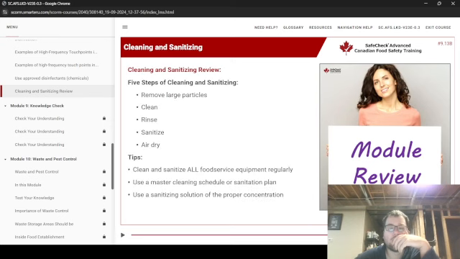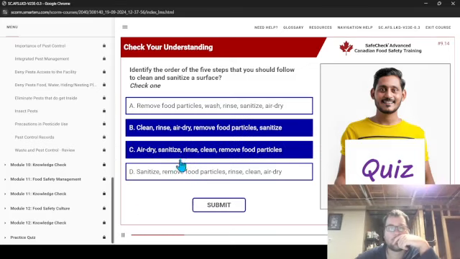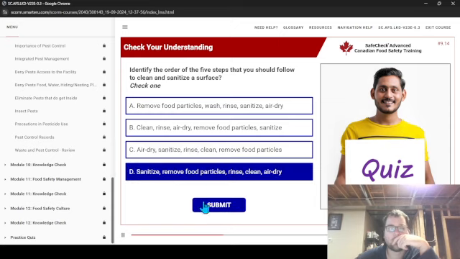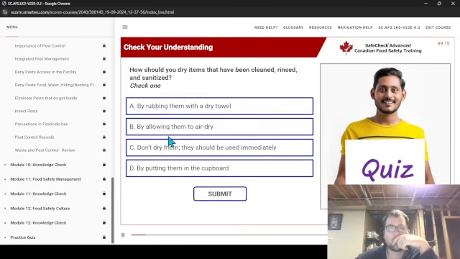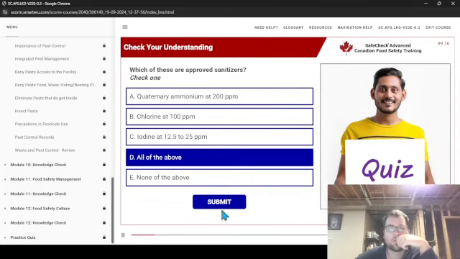Cleaning and sanitizing. Identify the order of the 5 steps you should follow to clean and sanitize a surface. Check 1. A. Remove food particles. Wash, rinse, sanitize. Not quite. Sanitize, air dry. Correct. How should you dry items that have been cleaned, rinsed, and sanitized? Check 1. Correct. Which of these are approved sanitizers?